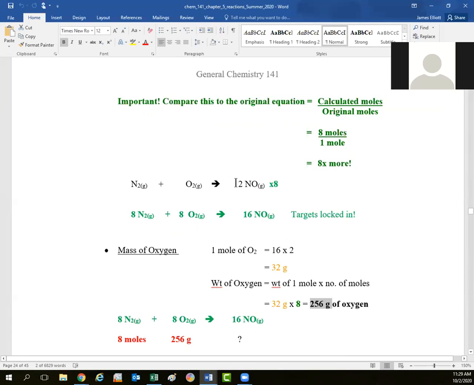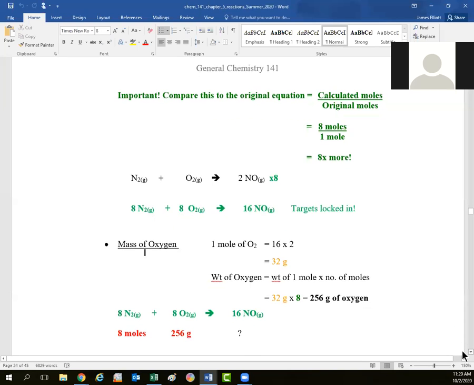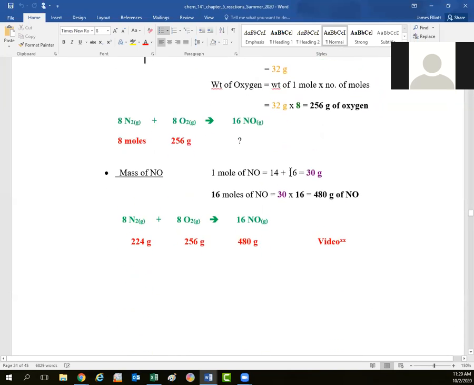For the nitric oxide, normally the reaction produces 2 moles, but we had 8 times more nitrogen, so we needed 8 times more of everything else. So now the 16 moles is the target. For the nitrogen, that's 14 grams per mole. Oxygen, 16 grams per mole. So 30 grams per mole. Our target is 16, and so that's a total of 480 grams. And that makes sense because the total mass going in, 224 plus the 256, must equal that total mass coming out from just the nitric oxide.